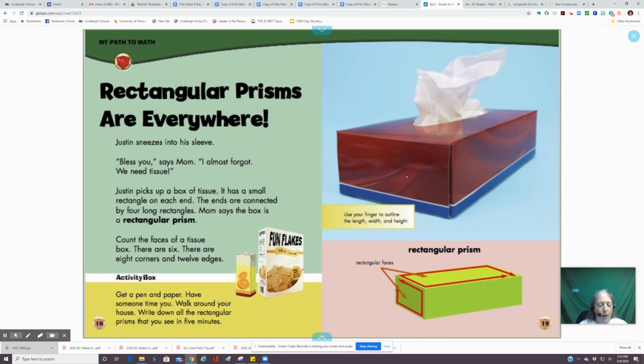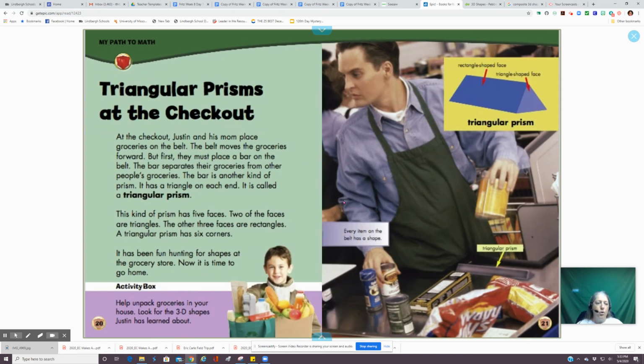Wow. All right, the activity box says, get a pen and paper, have someone time you. Walk around your house and write down all the rectangular prisms you see in 5 minutes. You'll probably find a lot in the kitchen, too. Use your finger to outline the length and width and height. So, length, width, height. Those are 3 big math words.